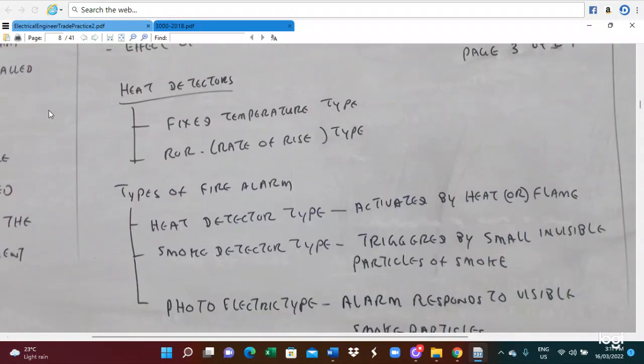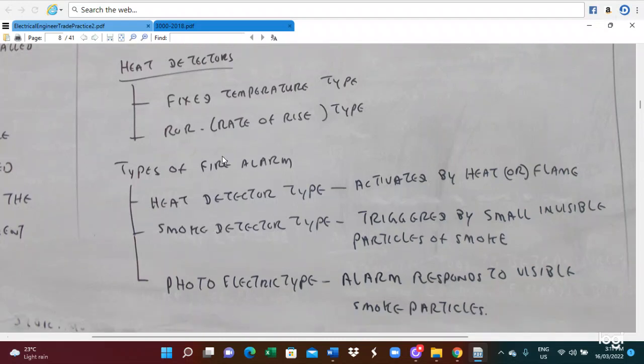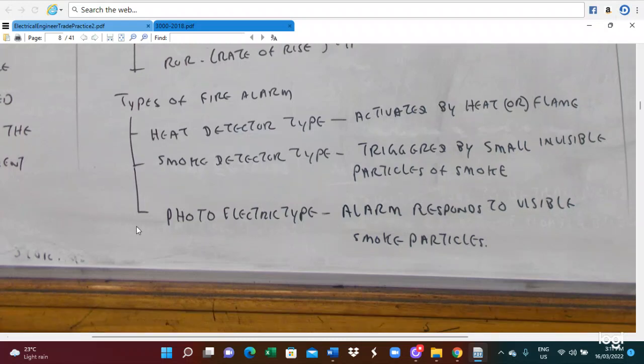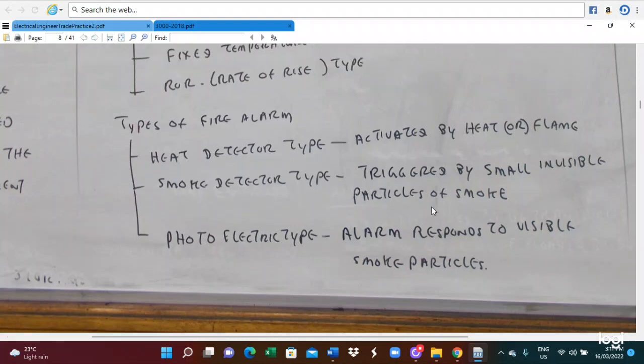For heat detectors, we have to utilize the fixed temperature type and the rate of rise type. So there are two kinds of heat detector. Now the fire alarm will be the heat detector. The heat detector is activated by the heat of flame. The smoke detector is triggered by the small invisible particles of smoke, and the photoelectric detector responds to visible smoke particles. So these are the types of fire alarm.